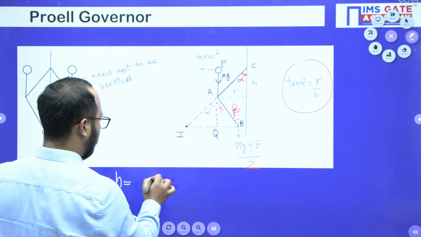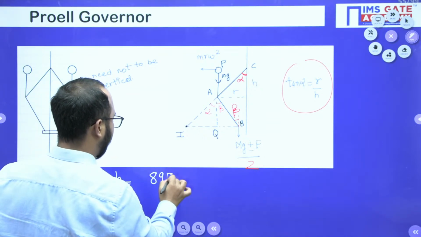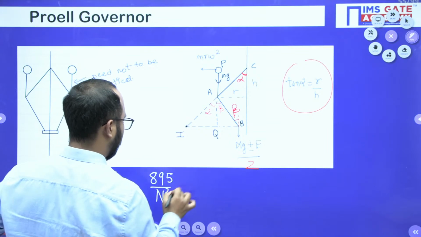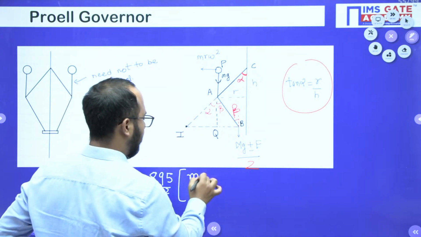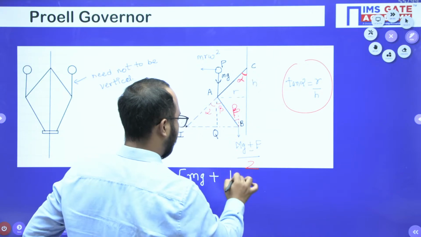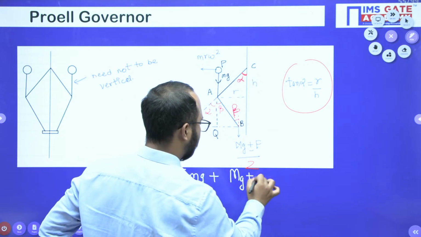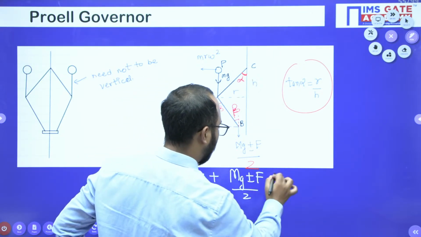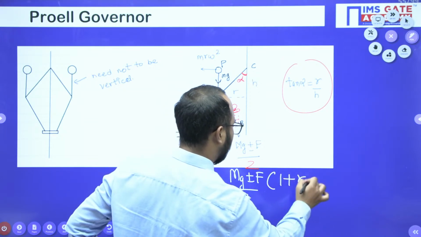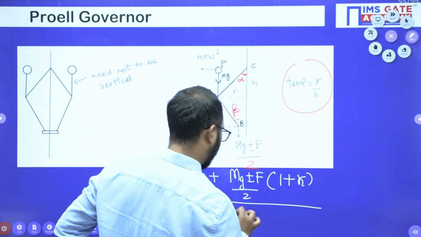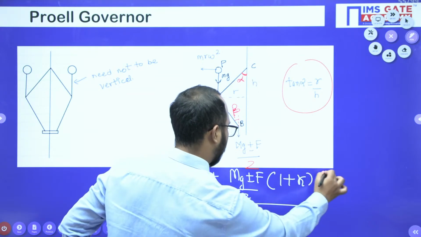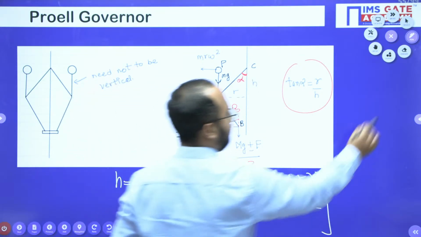H value 895 by n square, small mg plus capital Mg plus minus friction force divided by 2 into 1 plus k, the whole denominator mg, right?